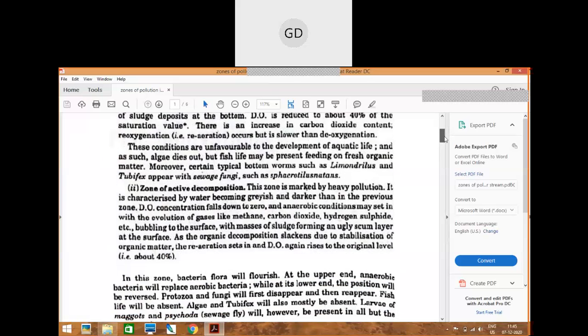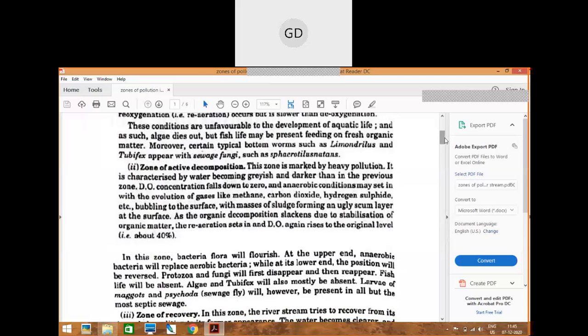Now the next one is the zone of active decomposition. From the name itself, it is active. That means this zone is marked by very heavy pollution. How will you characterize it? It is characterized by the water becoming grayish and darker than in the previous zone.